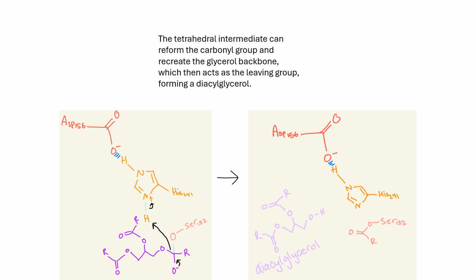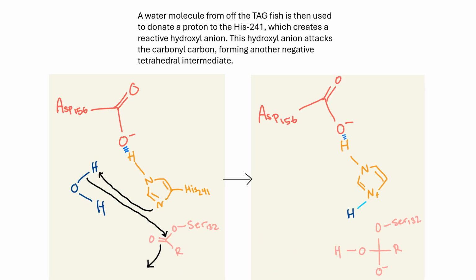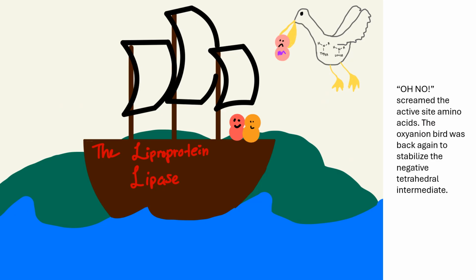forming a diacylglycerol. A water molecule from off the TAG fish is then used to donate a proton to the histidine, which creates a reactive hydroxyl anion. This hydroxyl anion attacks the carbonyl carbon, forming another negative tetrahedral intermediate. "Oh no!" screamed the active site amino acids. The oxyanion bird was back again to stabilize the negative tetrahedral intermediate.